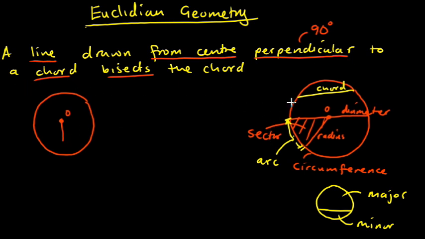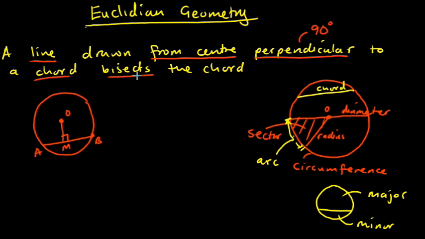Remember, a chord is a line that is drawn from circumference to circumference, not necessarily passing through the center. But any line from circumference to circumference is called a chord. Even a diameter is a special type of chord because it's coming from circumference to circumference. So perpendicular means 90 degrees. So let's say this is M and our chord is AB.